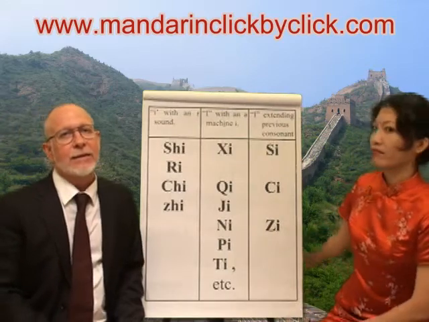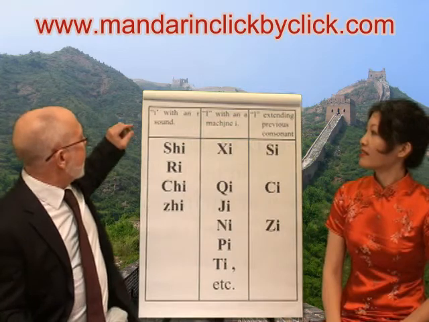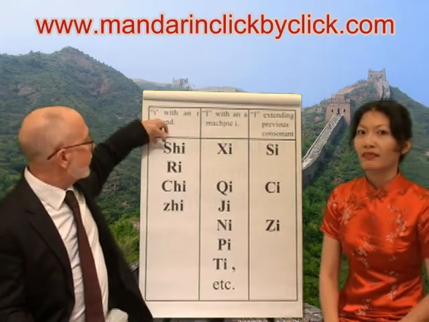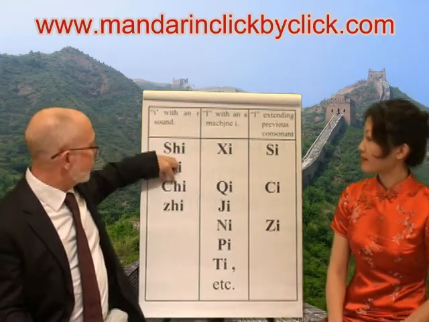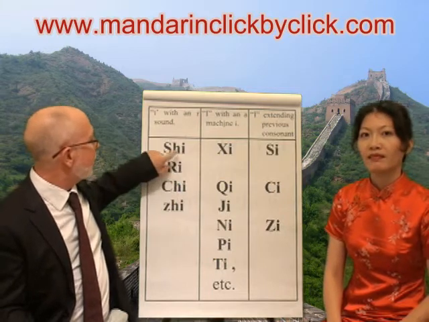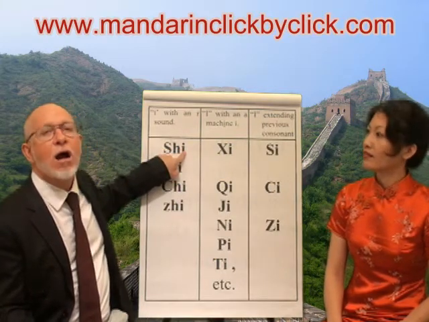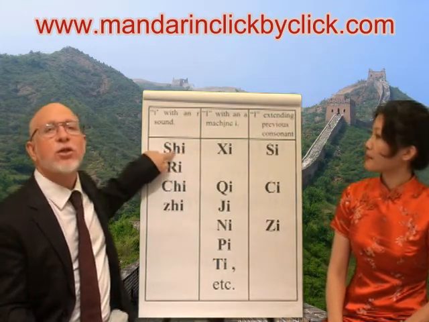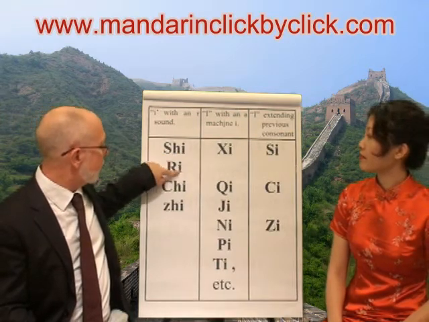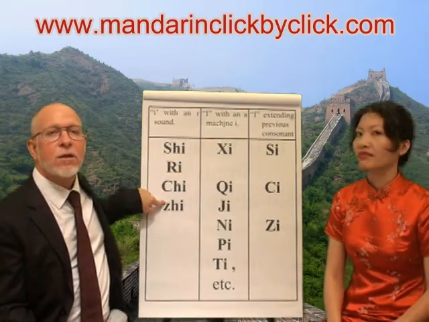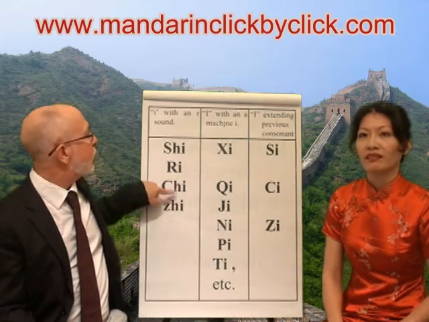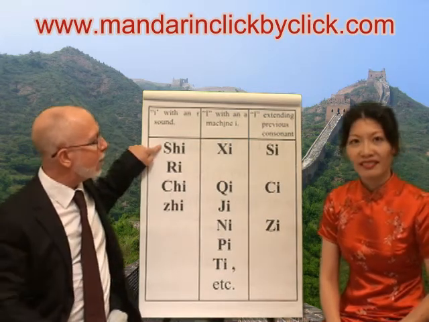Now, like before, it's the pronunciation of I that is a problem, and we're going to review it one more time. After these sounds, sh, zh, ch, and r, the I has an R sound to it. So it's shi, ri, chi, zhi. Could you say them for our video audience?